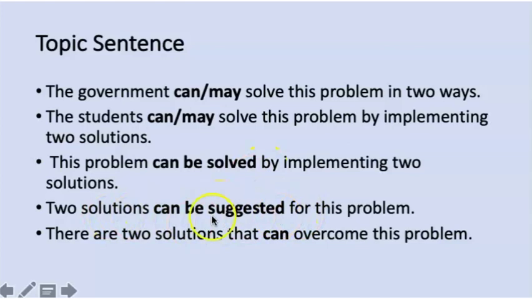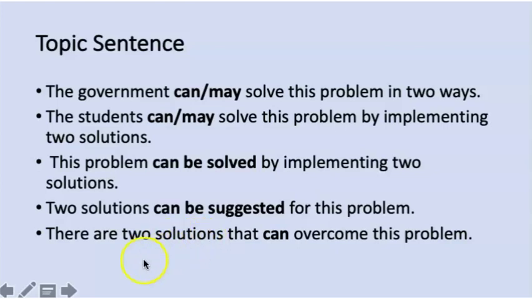Here we have another example. Two solutions can be suggested. We can suggest a solution. That's a collocation. And again, as I said, this is a passive structure. Or we can use a there are structure. There are two solutions, two or three. You can also write three solutions.